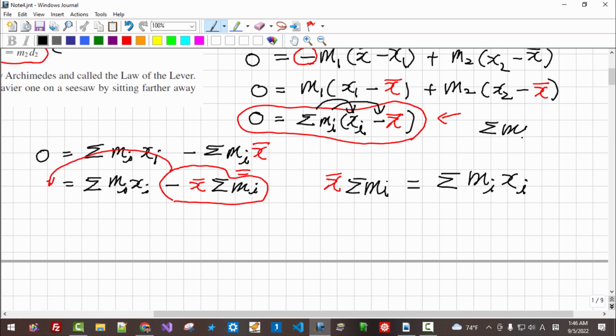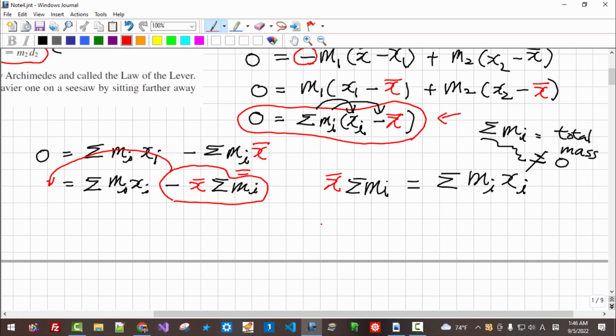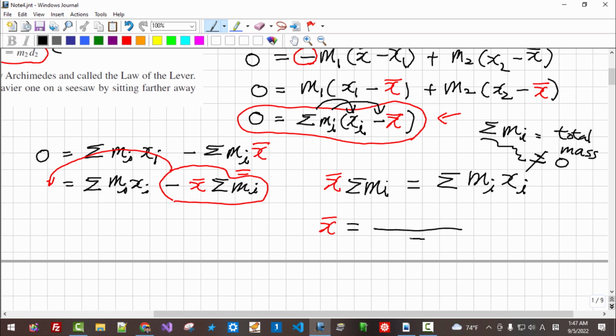Sigma mi is total mass and cannot be zero. Mass cannot be zero. So x bar equals sigma mi xi over sigma mi.